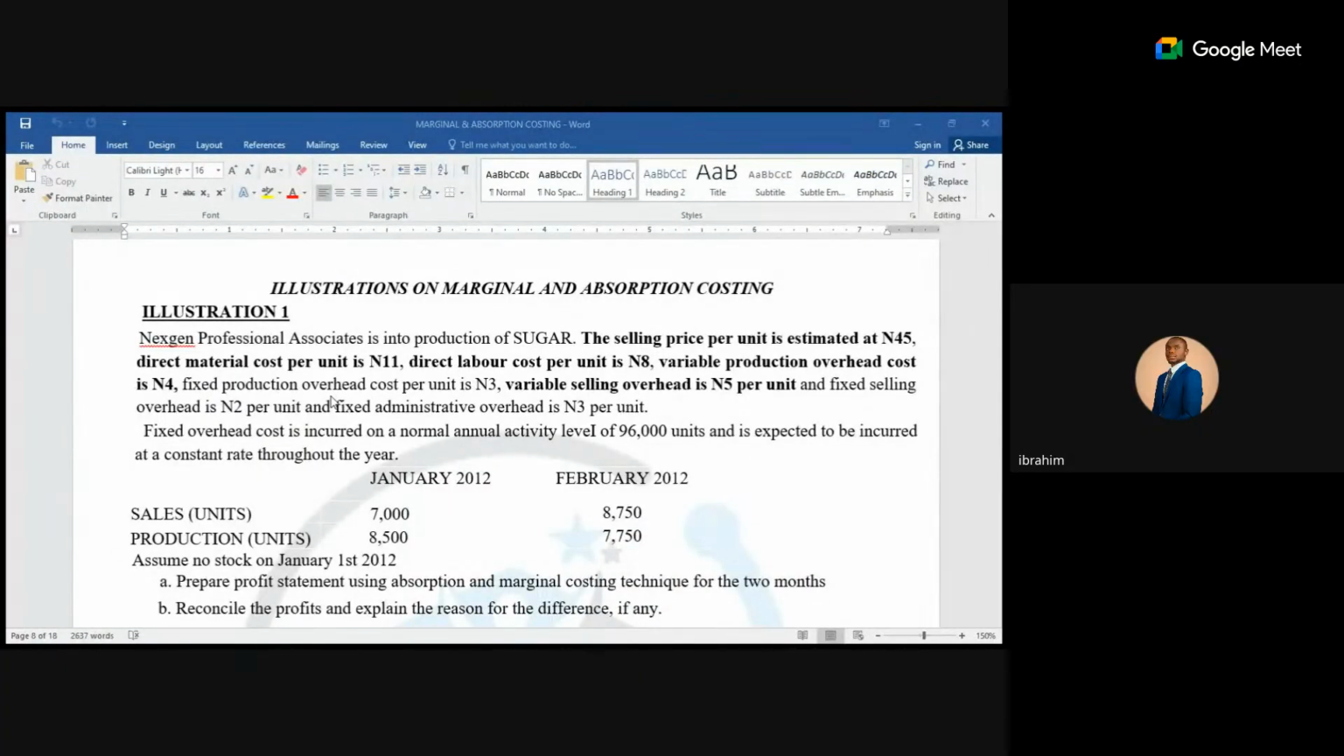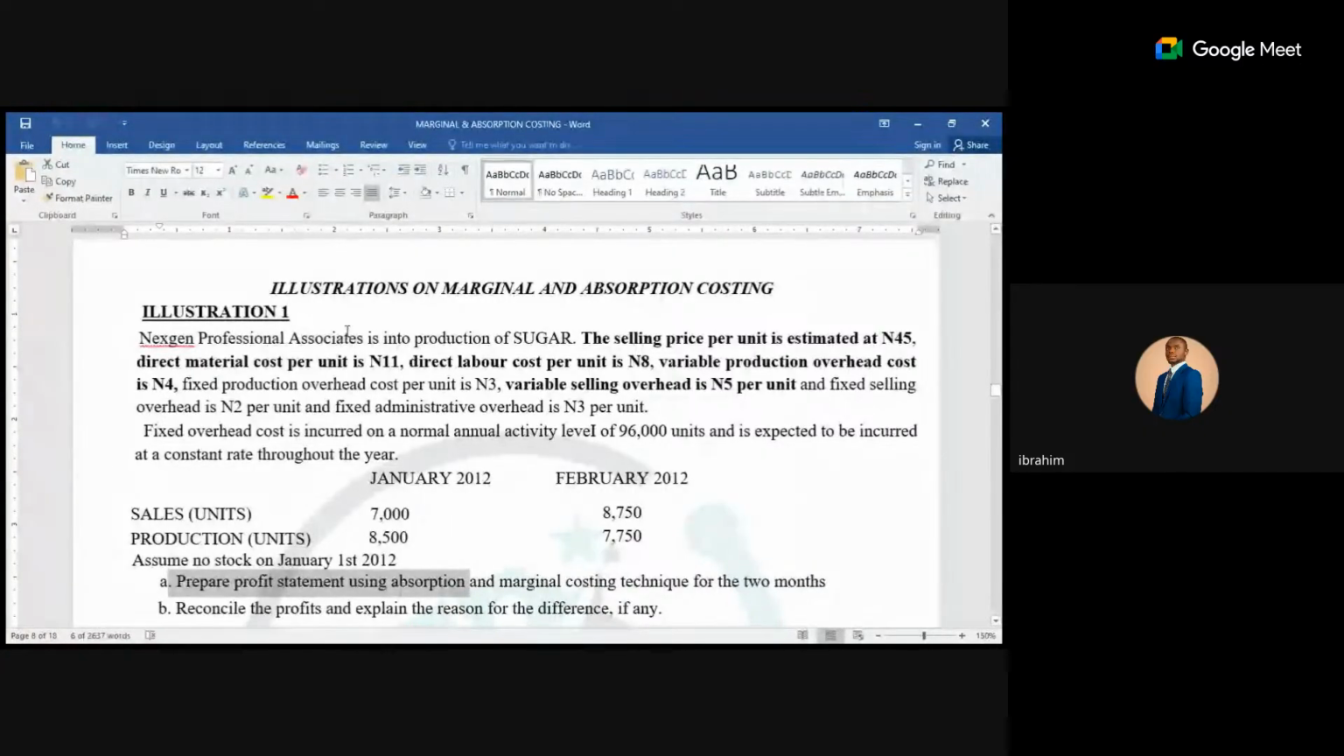Right now, class, who will read? Please, can someone read for us? Okay. I think we've done the marginal costing for this question, right? So we just need to pick the absorption costing.